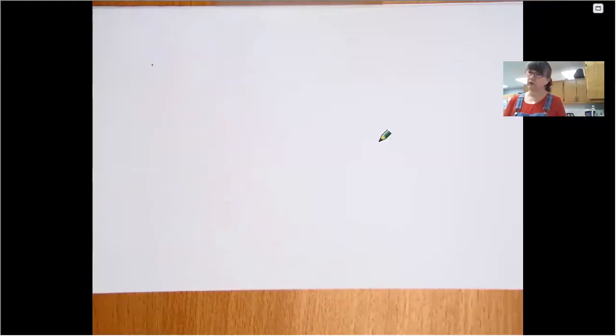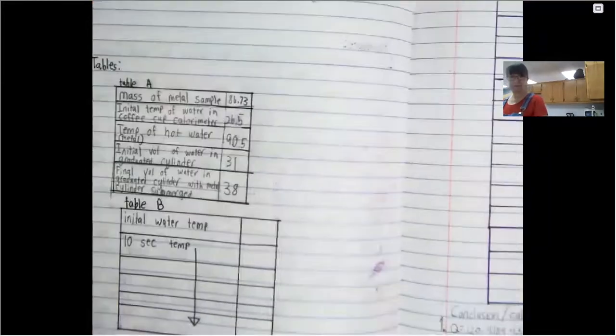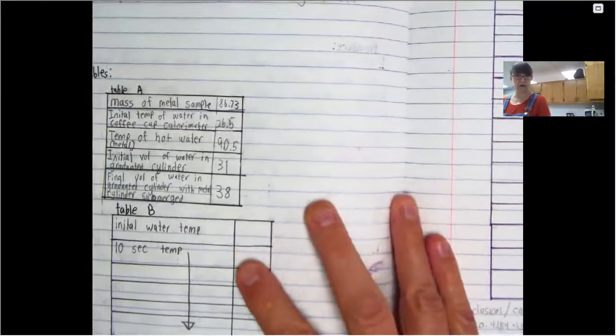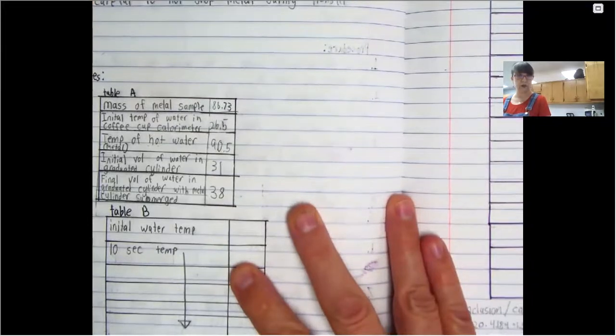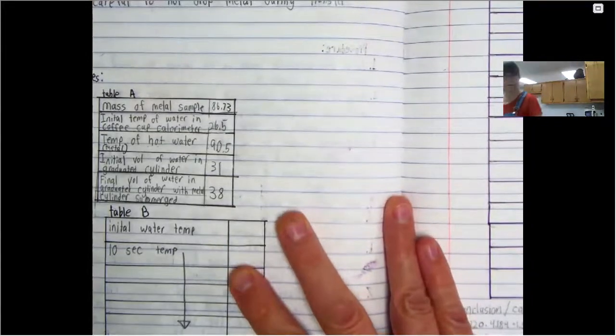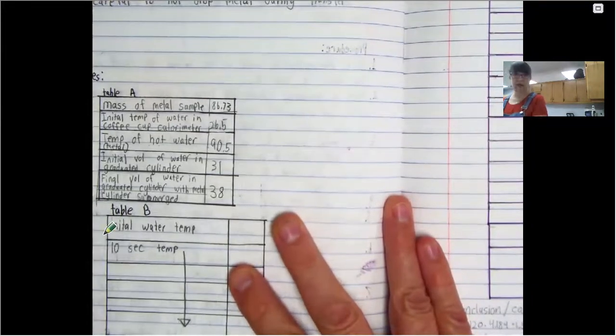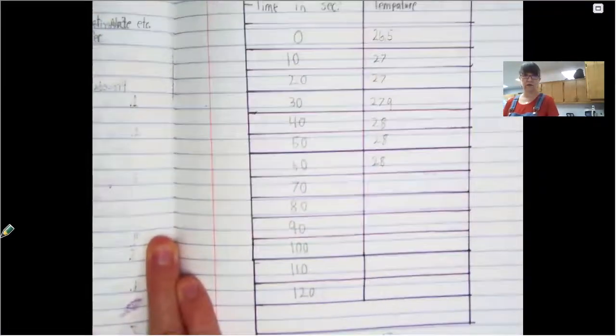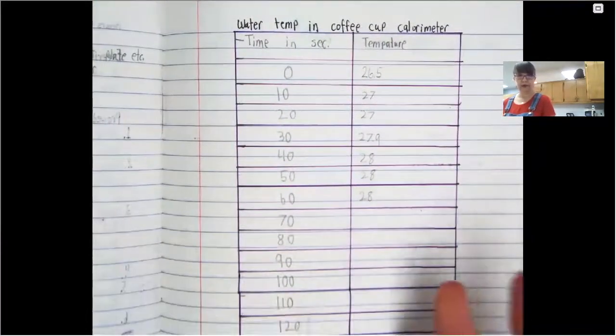Hi, I want to tell you a little bit about the problem solving that you need to do for the calorimetry lab, which is also named specific heat capacity and density of an unknown metal. Here you can actually see some data that one of your classmates used in his problem solving. We've got table A and we've got table B.